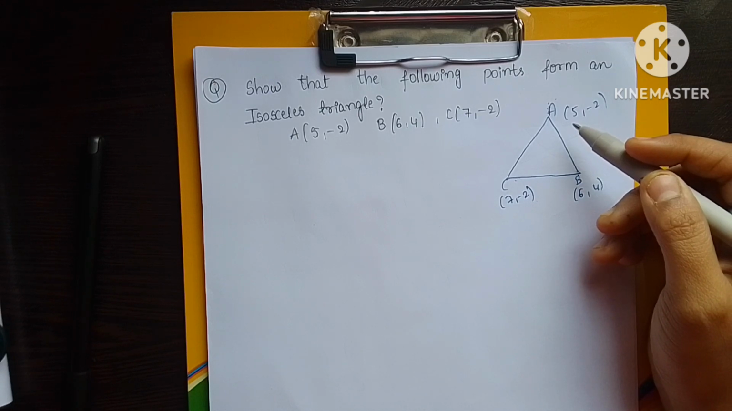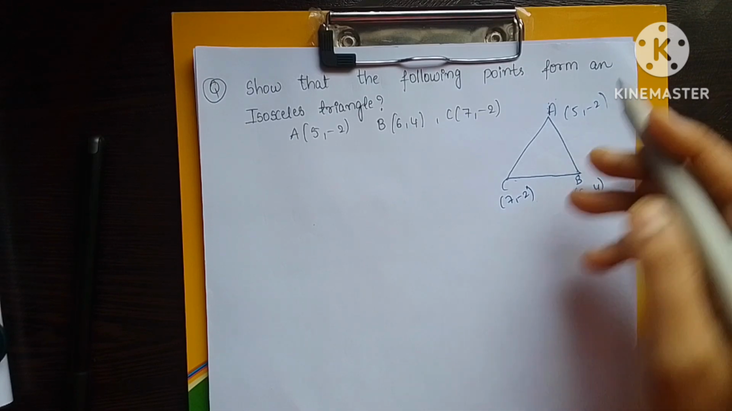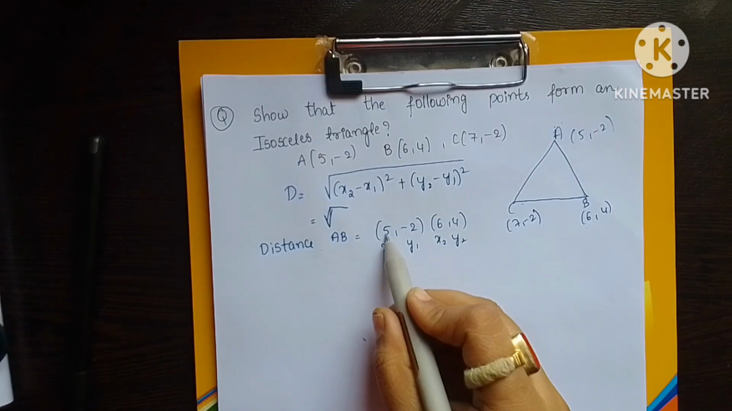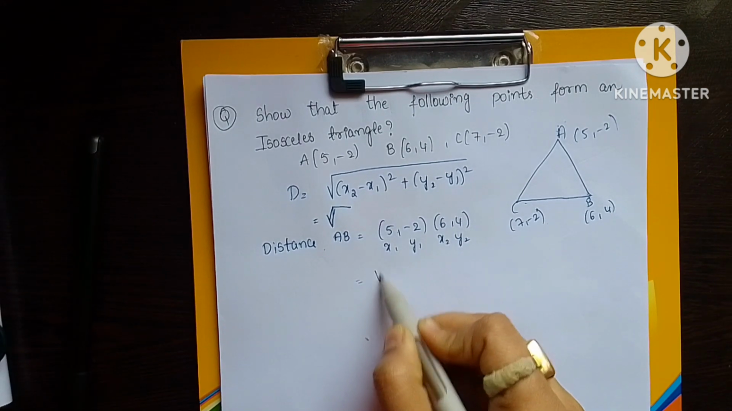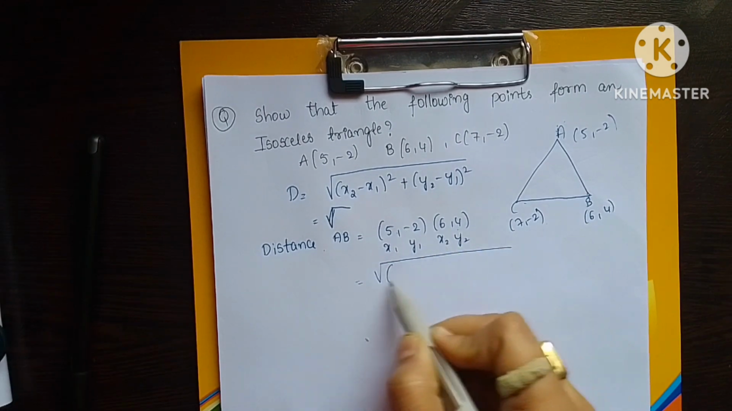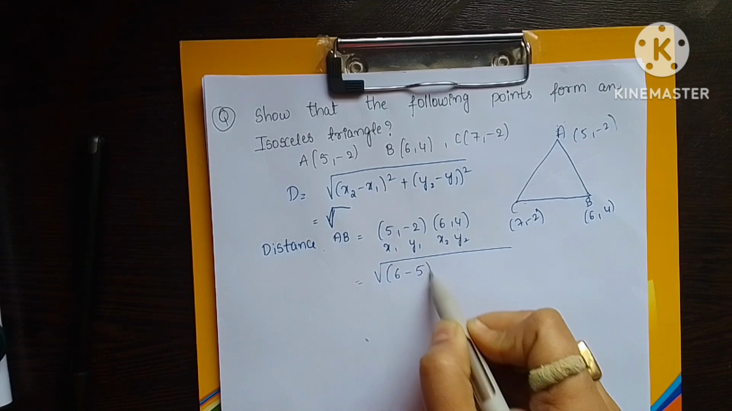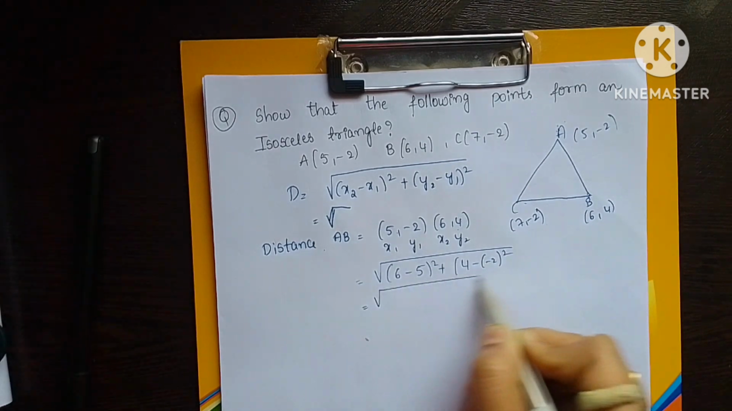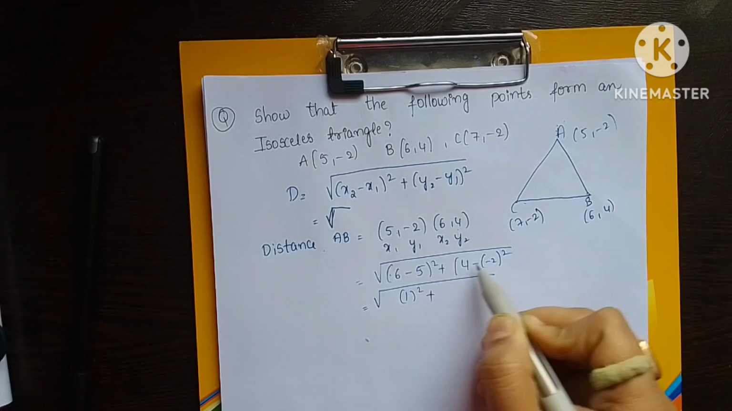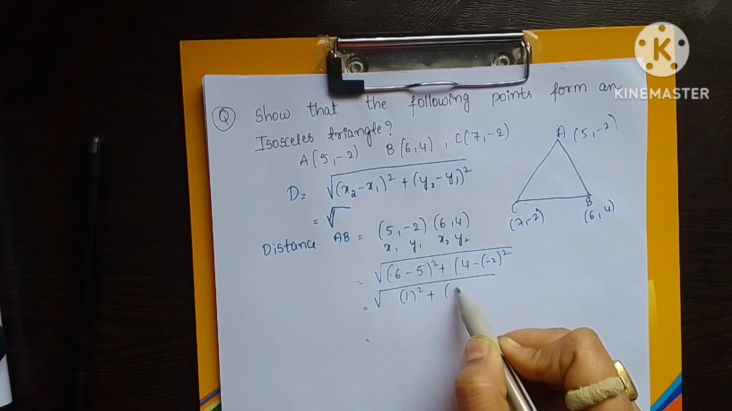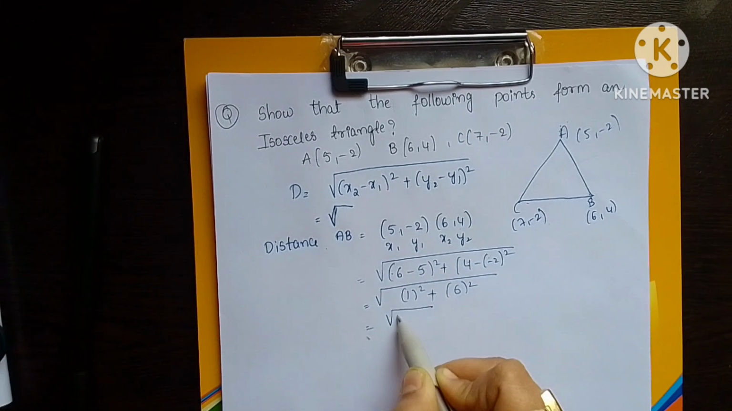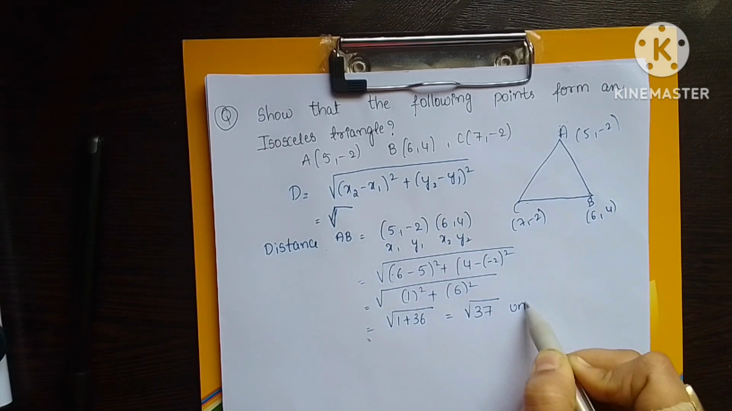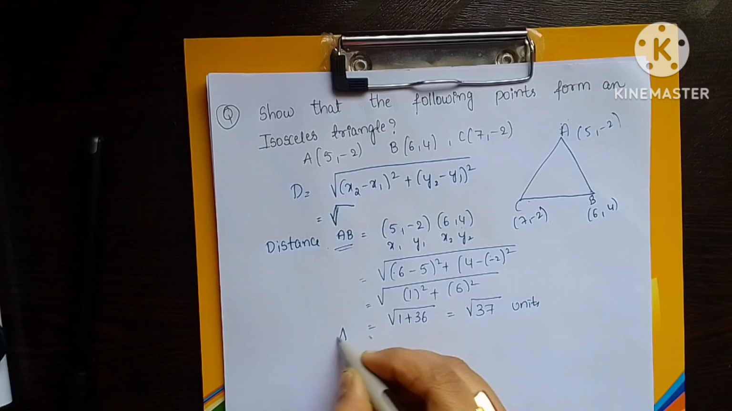So let us take the distance formula: square root of x2 minus x1 whole square plus y2 minus y1 whole square. A is 5 comma minus 2 and B is 6 comma 4. So x2 is 6 minus 5 whole square plus y2 minus y1 whole square, 6 minus 5 is 1 square plus 4 plus 2 is 6 square. That is 1 plus 36, square root of 37 units. We have got the distance AB.